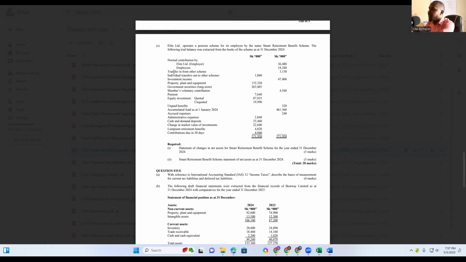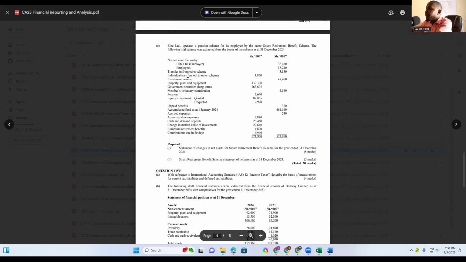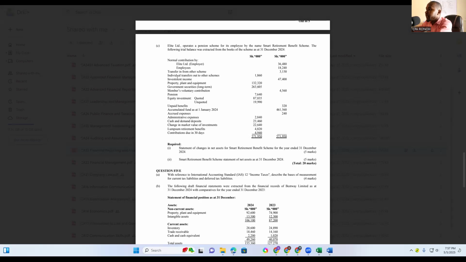Remember, in most cases of contribution, it's like even the NSSF. NSSF is a pension scheme. We have tier 1 and tier 2. Both employer and employee contribute the same amount. But in this case, it is slightly different. We also have the transfer in from other schemes, individual transfer out to other schemes, investment income. We have PPE, government securities, members' voluntary contribution, pension, equity investment, and paid benefits, accumulated fund as at 1st January 2024.